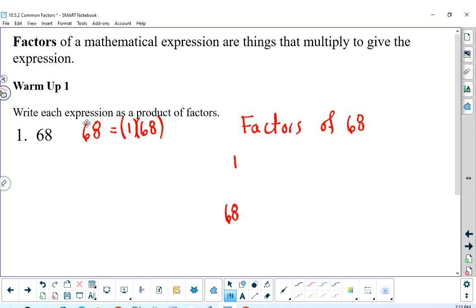With a little more effort, I can say, well, 68 is an even number because it ends in an even digit, which means it's divisible by 2. And I can calculate either with my brain or my calculator that 2 times 34 is 68. I just took 68 divided by 2, it gives me 34. Which means that 2 is also a factor of 68, and 34 is also a factor of 68. With a little more effort, I can see that I could also write 4 times 17.